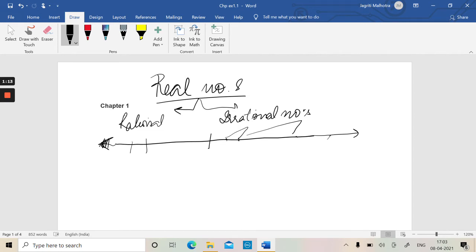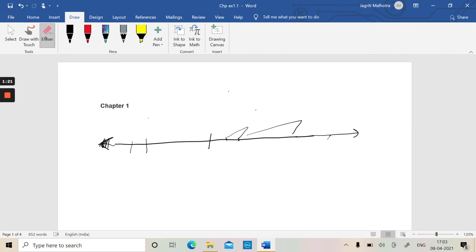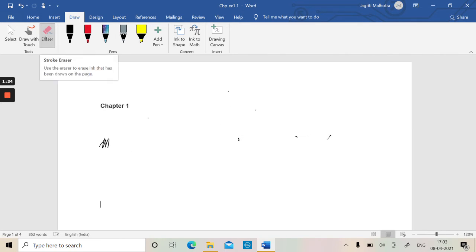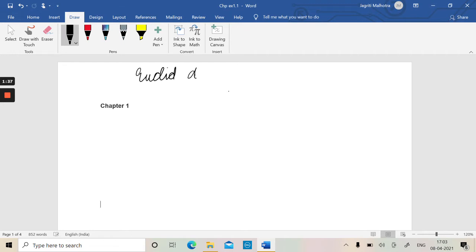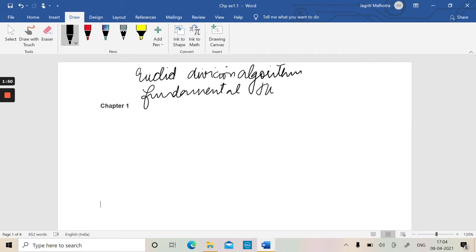Okay, so let me tell you the main topics that we will be studying in this chapter. The main topics from which questions are asked are two very basic topics. The first one is Euclid's division algorithm, and the second one is the fundamental theorem of arithmetic.